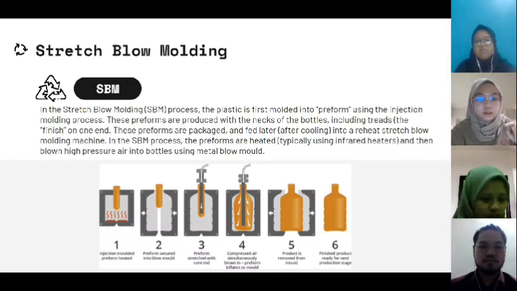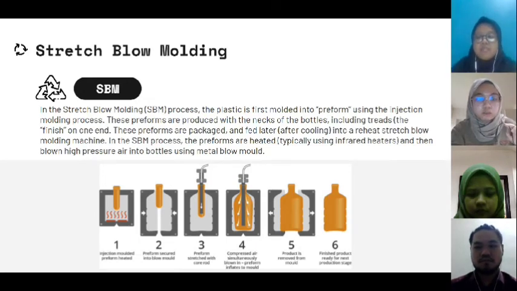Okay, now I will continue with the last type of blow molding, which is stretch blow molding. In the stretch blow molding (SBM) process, the plastic is first molded into a preform using the injection molding process. These preforms are produced with the necks of the bottles, including threads, the finish, on one end. These preforms are packaged and fed later after cooling into a reheat stretch blow molding machine. In the SBM process, the preforms are heated, typically using infrared heaters, and then blown with high pressure air into bottles using a metal blow mold. So here we inserted the pictures.